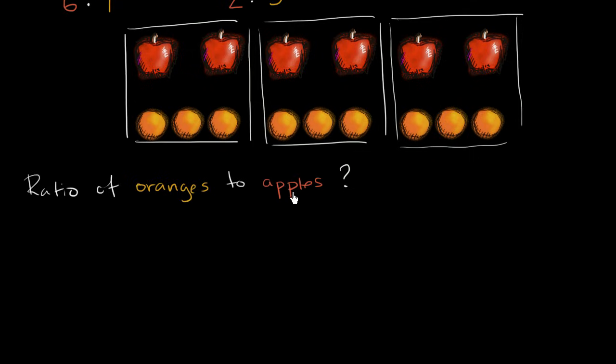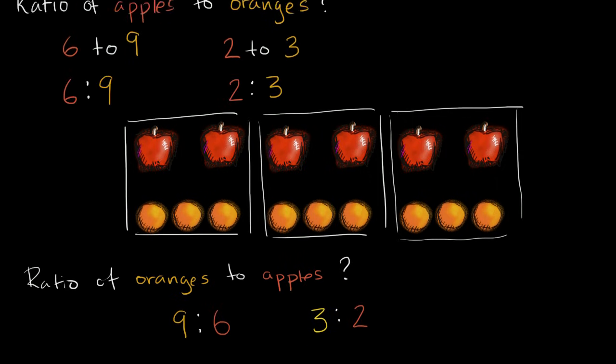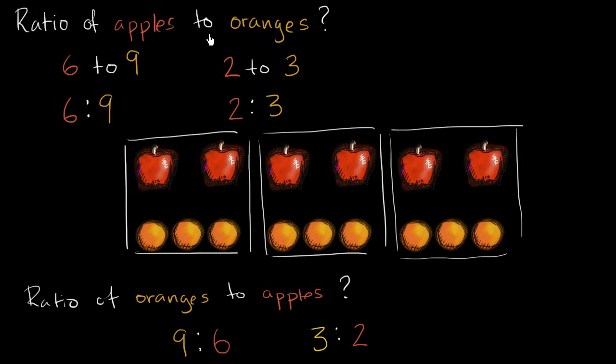Here we have 9 oranges for every 6 apples. So we could say the ratio is going to be 9 to 6. Or if we want to reduce it, we're going to divide this by 3. So for every 3 oranges, we are going to have 2 apples. So notice, this is just exactly what we had up here. When we had apples to oranges, it was 6 to 9, 6 apples for every 9 oranges. And now when it's oranges to apples, we say it's 9 to 6, 9 oranges for every 6 apples. Or we could say for every 3 oranges, we have exactly 2 apples.